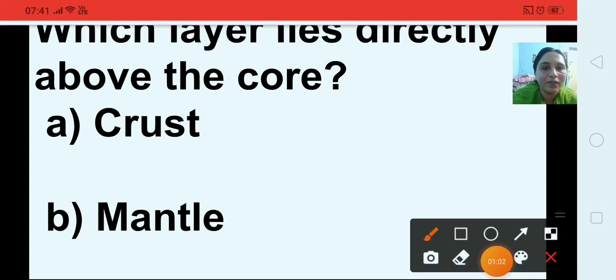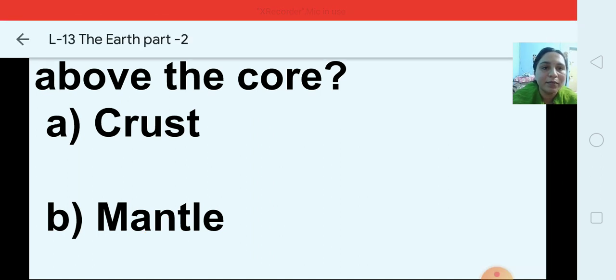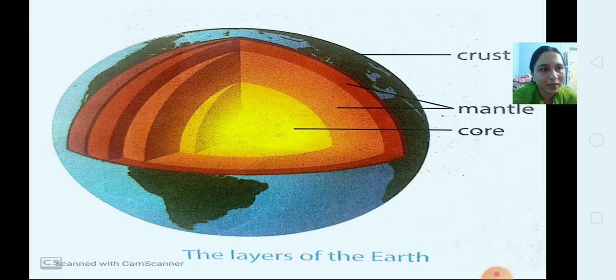Yes, our earth has 3 layers: crust, mantle and core. So the mantle lies above the core. Mantle is the middle layer of the earth.